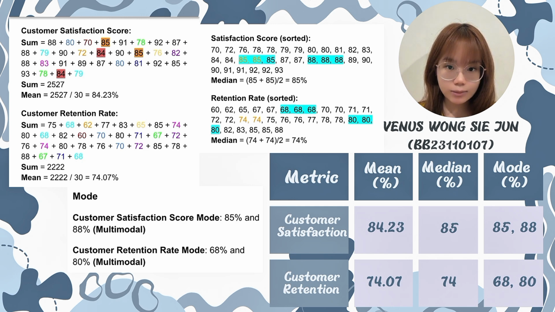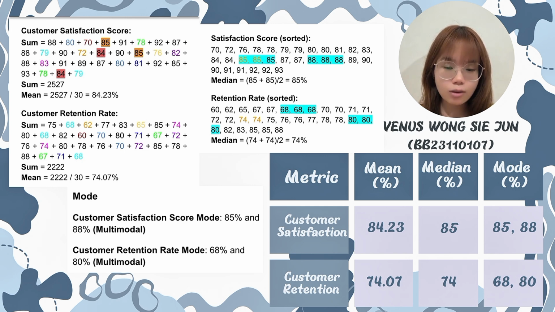The median is the middle value when the numbers are arranged in order. Since we have 30 values, we take the average of the 15th and 16th scores. For satisfaction, those are both 85%, so the median is 85%. For retention, it also has the same value, so the median is 74%.